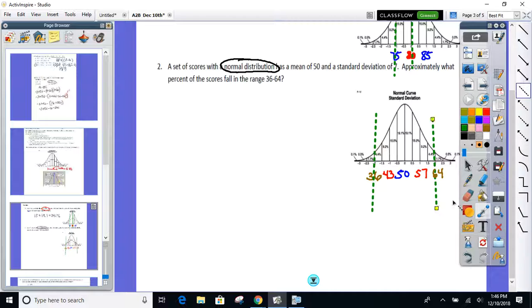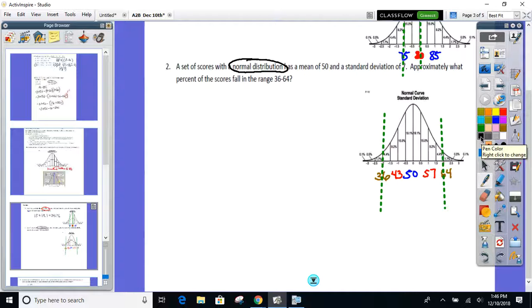So I'm going to add up all those percents in between, within. Anybody need help reading any of them? I'll just let you find the percent in between, because it says the range of 36 to 64, so I need to add up all those percents. And what are we getting? 95.4%. Yes.